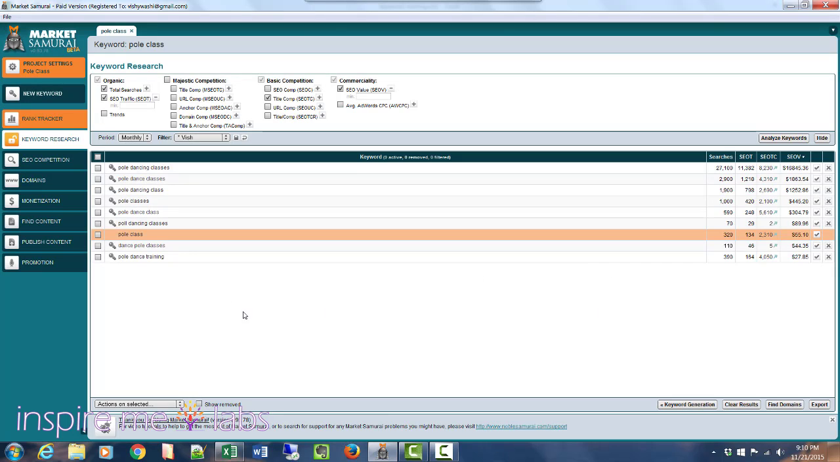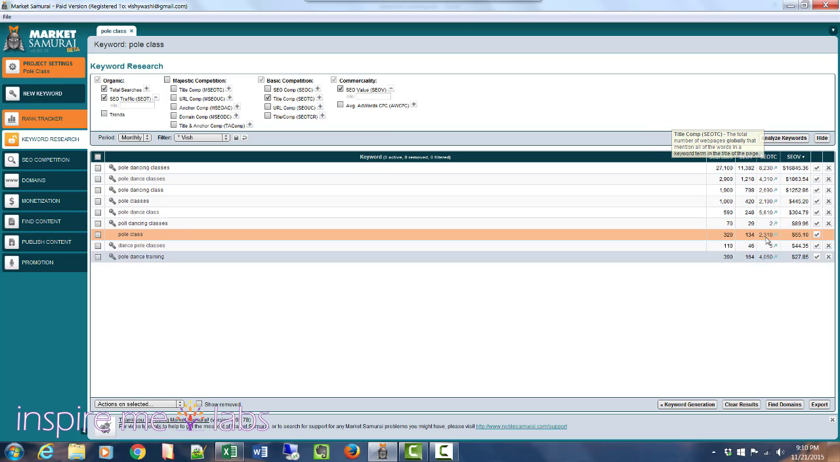Okay, so it's fetched the data, and as you can see, there's some interesting numbers here, because pole dancing classes has 27,000 searches a month, which is a very good number. And then the other ones have, this is 2,900, and of course we're going to look at the SEOT value right here. This is important. This is the number of clicks that you would get, which is, as you can see, about 1/3. A number one ranking keyword would get that number of clicks.